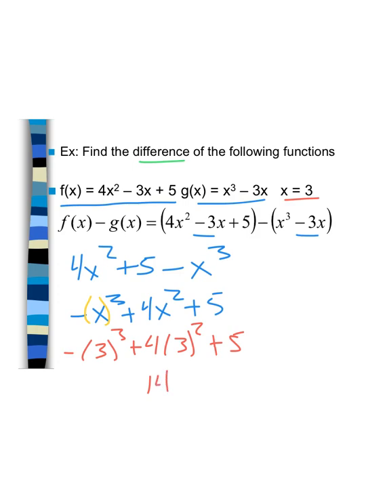So for our two answers here, our difference equation was negative x cubed plus 4x squared plus 5. And then we evaluate that for x equaling 3. And we got an answer of 14.